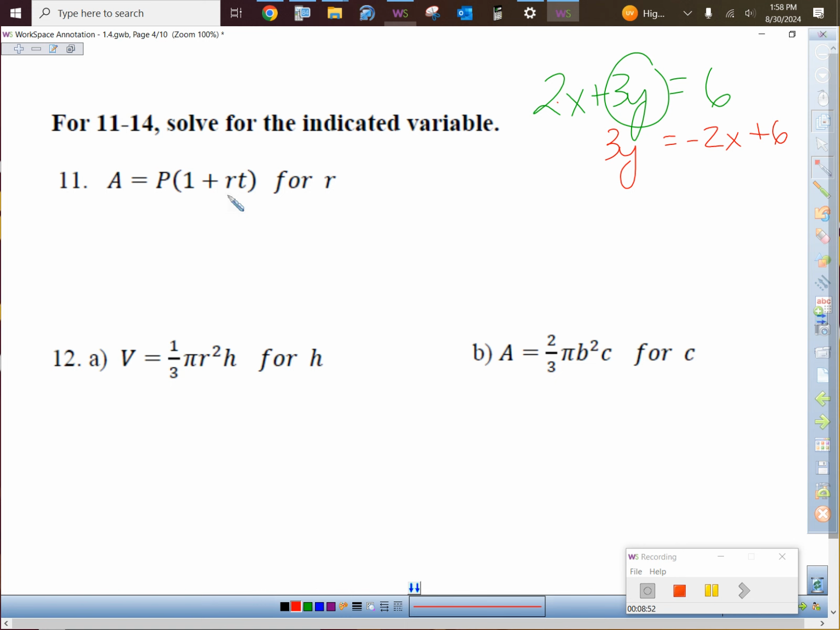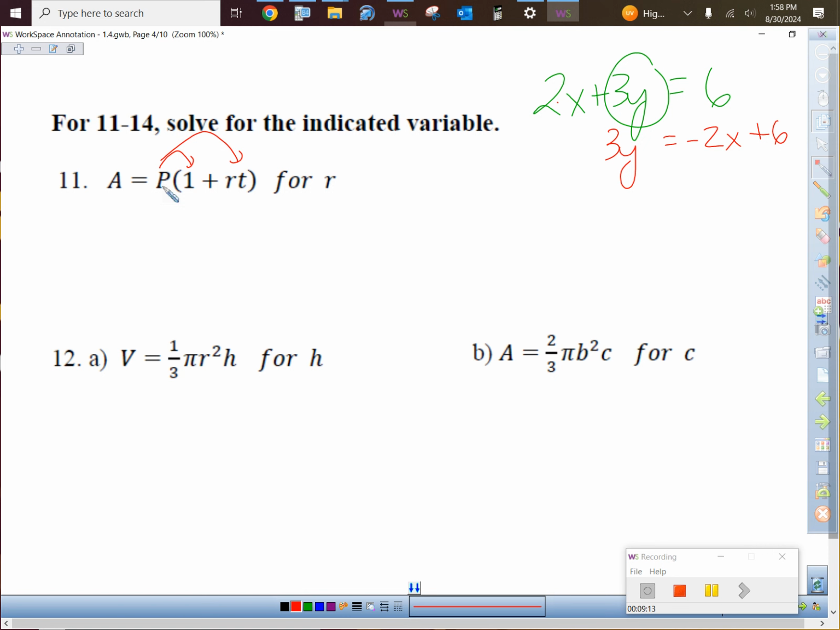So who do you want to solve for? In this case, r. Where is r? Inside or outside the parentheses? Inside. What do you think? What do you want to do first? There's 2 moves. They're both correct. Would you like to distribute the p through, or maybe just get rid of the times p? What do you think?